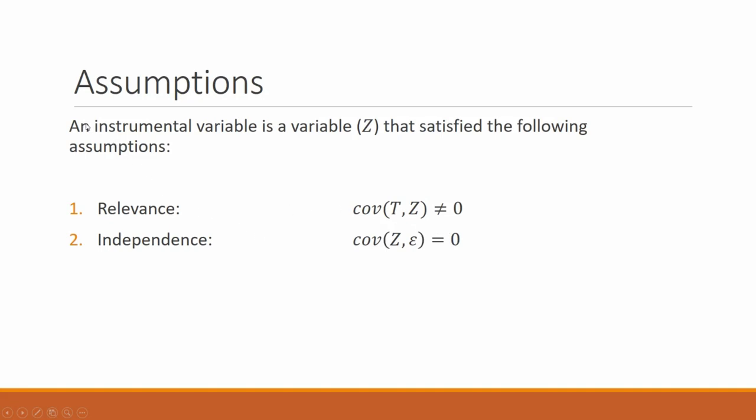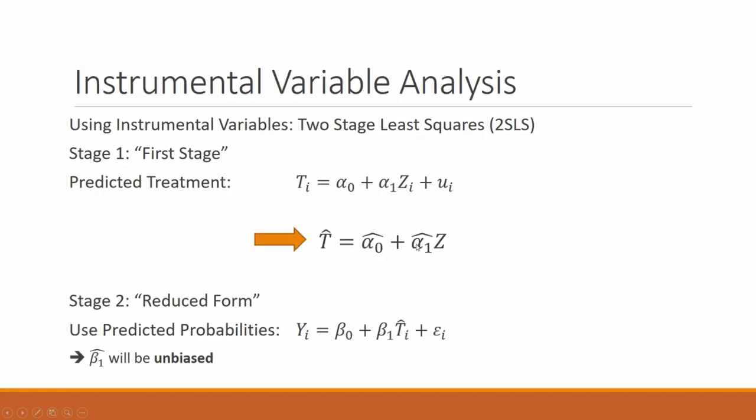Okay, just to make this a little bit more mathematical, I want to reinforce the first two assumptions. The first assumption is relevance. This is basically saying that there is correlation between T and Z, between the treatment variable and the instrument, and that there's independence. That means Z is not correlated with epsilon, the error term.